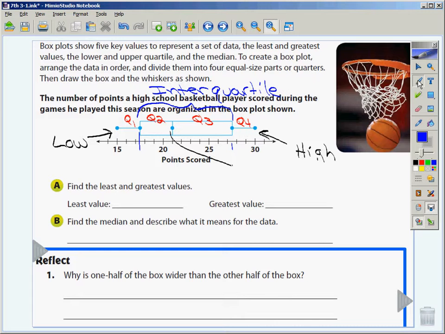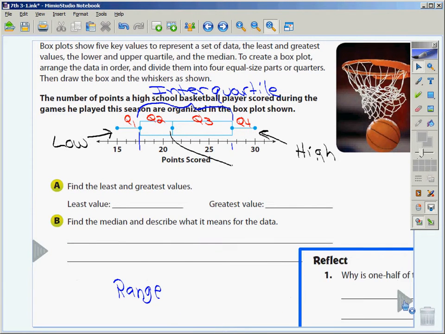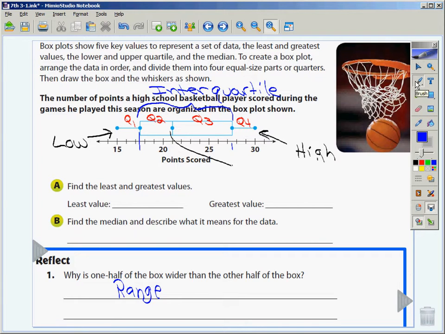Because the range is larger. Absolutely, and a very good answer. The range in Q3 is greater than the range in Q2.